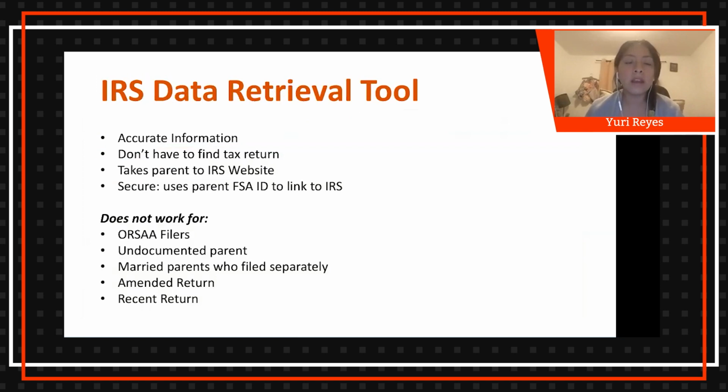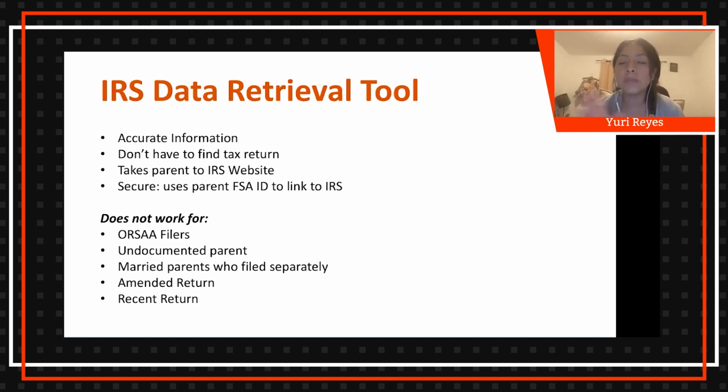The FAFSA created a tool called the IRS Data Retrieval Tool, where you can generate your taxes online, and it can take it directly into the FAFSA, so you don't have to input that information manually. It works very well. I've done it myself, but it won't work for ORSA filers, undocumented parents, married parents who filed separately, amended returns, or those who have had a recent return. It's going to be a lot more difficult to use the tool if you fall in any of these categories. But overall, it's a very neat tool.